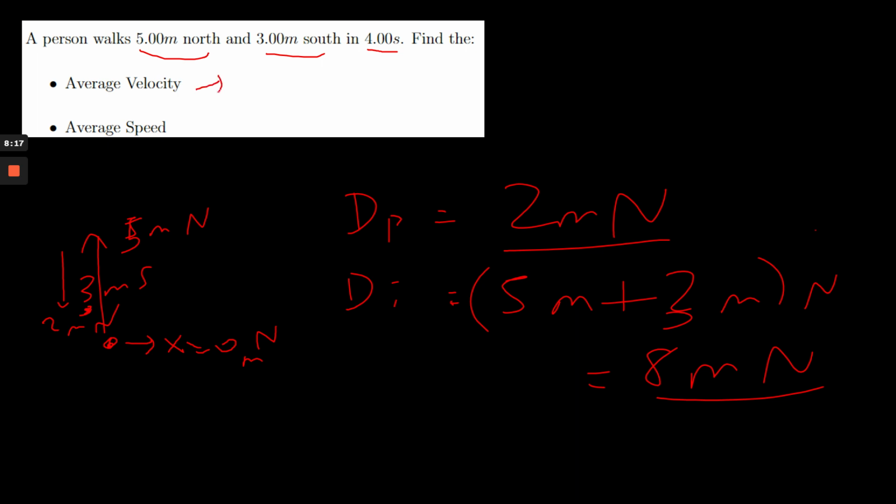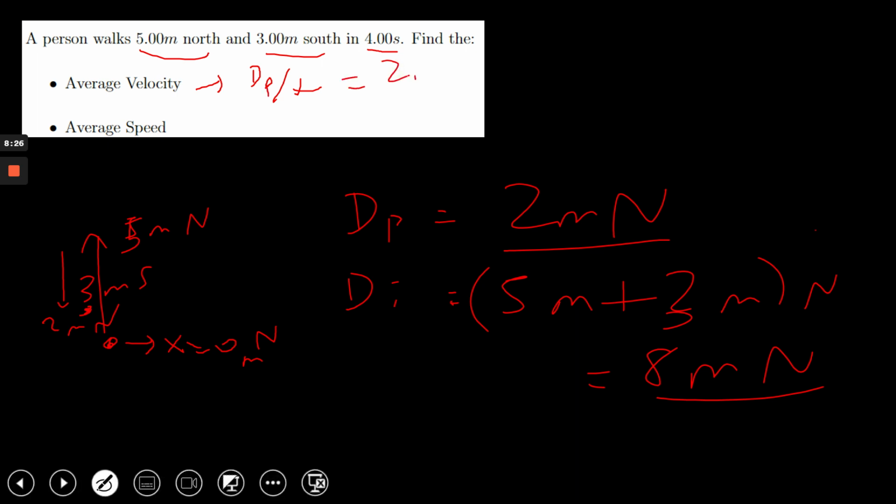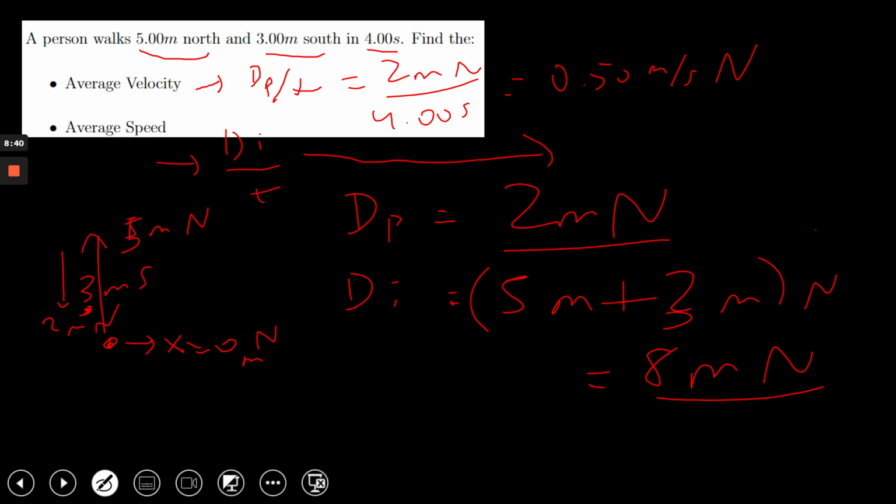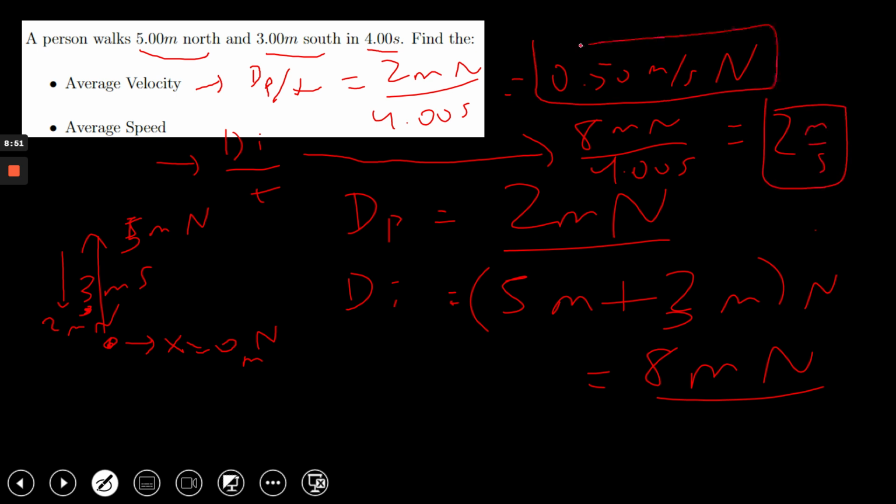So average velocity is displacement over time, which should equal 2 meters north over 4.00 seconds, 0.50 meters per second north. That's the average velocity. And the average speed is distance over time. It should be 8 meters over 4.00 seconds, which is equal to 2 meters per second. And like I said, the average velocity is a vector, so it has a direction also, but average speed has no direction, only magnitude.